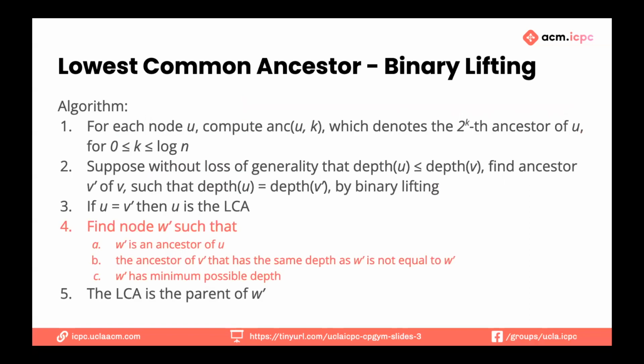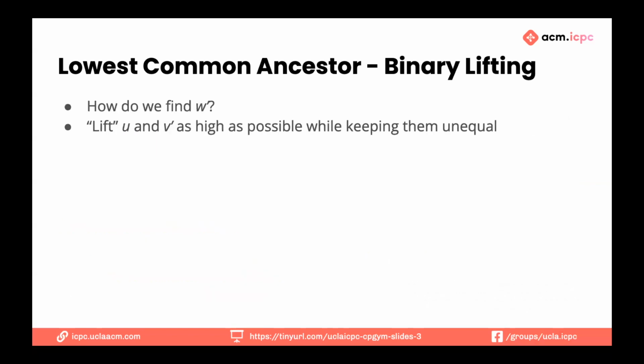And okay, now for the next step, how do we find this node W prime? That is the highest node that's an ancestor of U, such that the node on the same level as an ancestor of V is not the same as this node. Does that make sense though? Those are the two nodes right below the LCA. Anyways, we do the same thing.